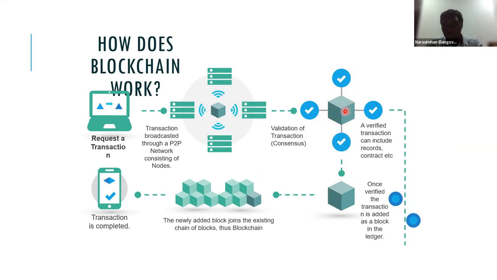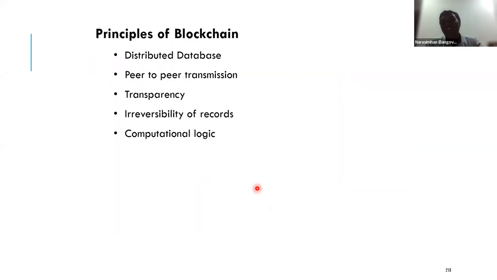And every time, this box, you can call it a block. This block keeps on getting added to a series of chain and therefore blockchain. There are five features of a blockchain, very important. A, it has a distributed database. That means all the data is stored in all the systems. Peer-to-peer transmission, all the four people, it's not a server-client architecture. All four systems are on par with each other. Your data, my data, everything will be same.